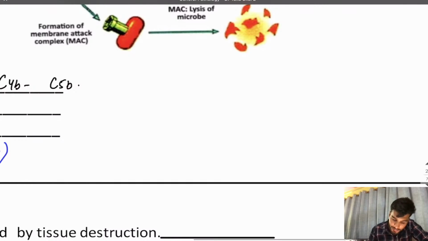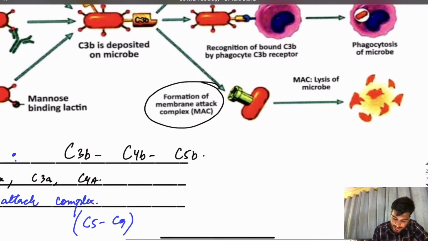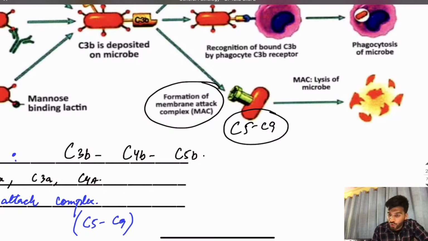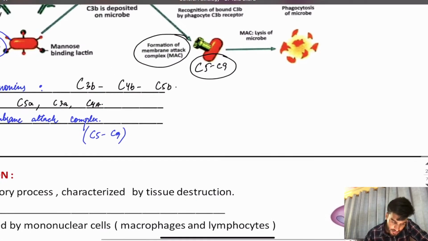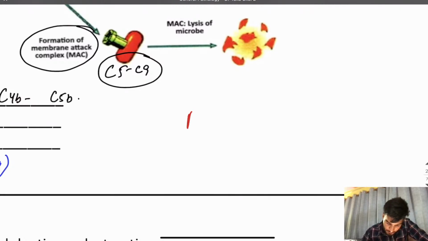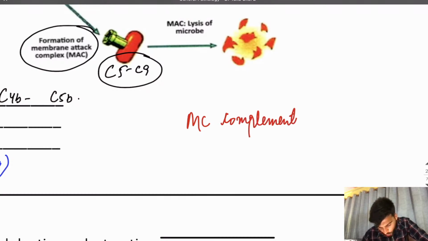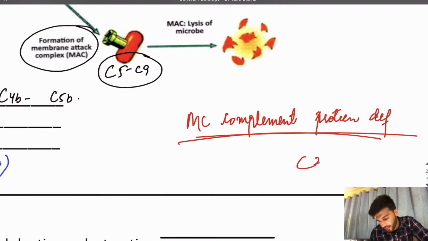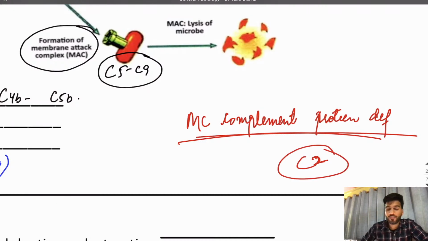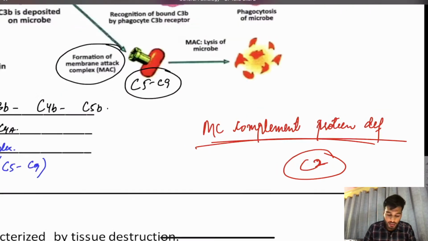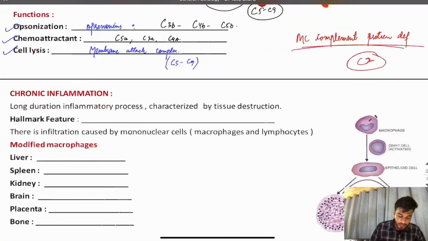The membrane attack complex is formed by C5 to C9. The most common complement protein deficiency is C2, mainly seen with SLE. Now, autoimmune disorders, fibrinoid necrosis, type 3 hypersensitivity, C2, SLE. SLE also has type 3 hypersensitivity, so it is integrated and correlated, okay guys. So that was all about the complement pathway.